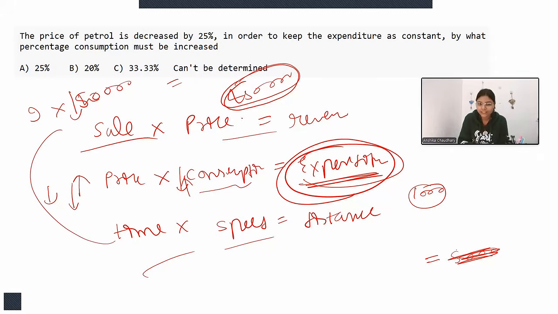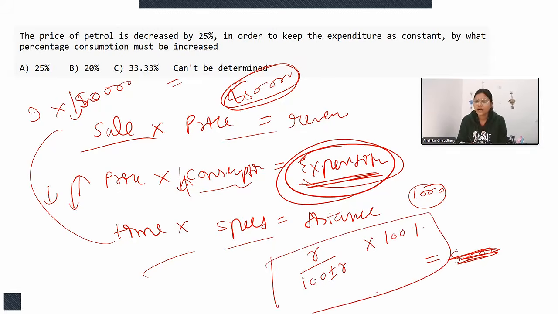So the shortcut trick is simple. You need to take r upon 100 plus minus r into 100%. This is the shortcut trick. Now, how to implement it? Simple. R is nothing but that percentage, that is 25. Now, when will you plus and when will you minus? Whenever it is decrementing, you will use the minus sign. Whenever it is incrementing, because you will get questions in variety, you will be adding. Now here it is decrementing.